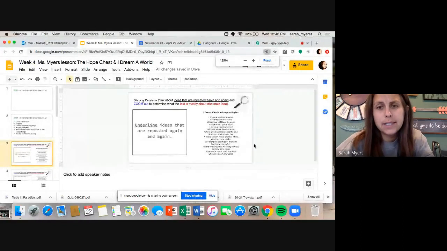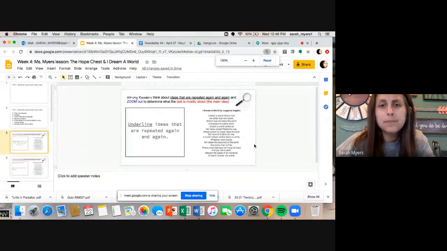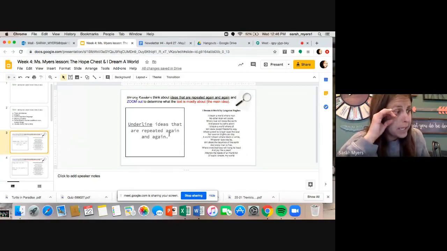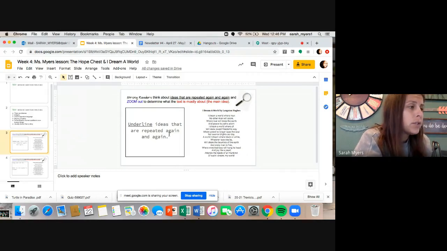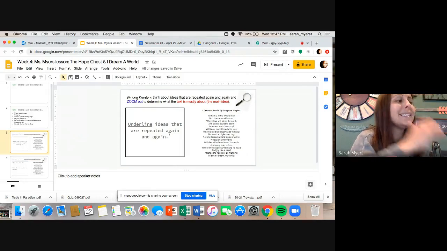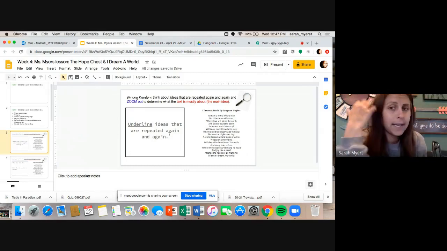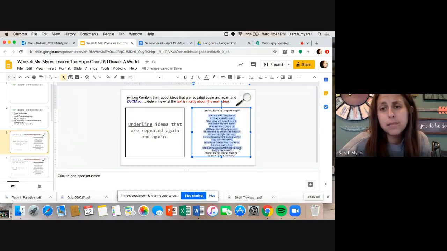I will make it bigger for you here. But if you guys can see this, this is underline ideas that are repeated again and again. So I'm going to read it to you guys. And as I do, I want you to think about what are some ideas, not words, some ideas that are repeated again and again. So it says, I dream a world, and we're right here at this poem.